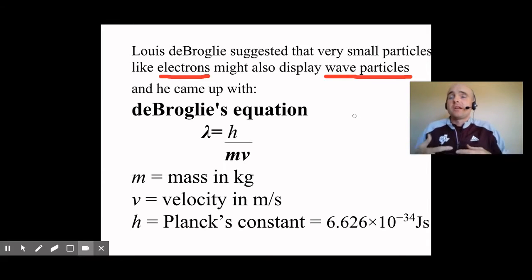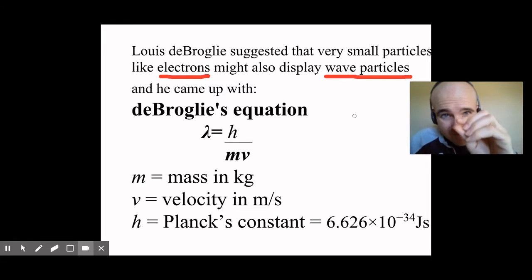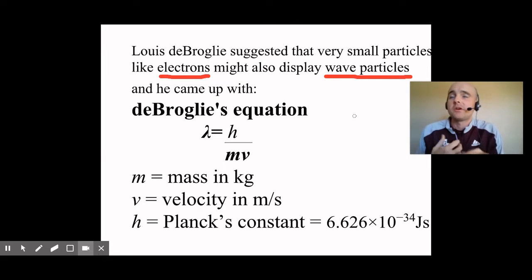The thing is that whenever we have such huge objects, like things that we can see, you don't actually see that wave. The wave is so small that you don't notice it. But whenever we're talking about something teeny tiny like an electron, we are able to see a wave-like property. So the equation that he comes up with is wavelength equals Planck's constant, again, divided by mass times velocity.